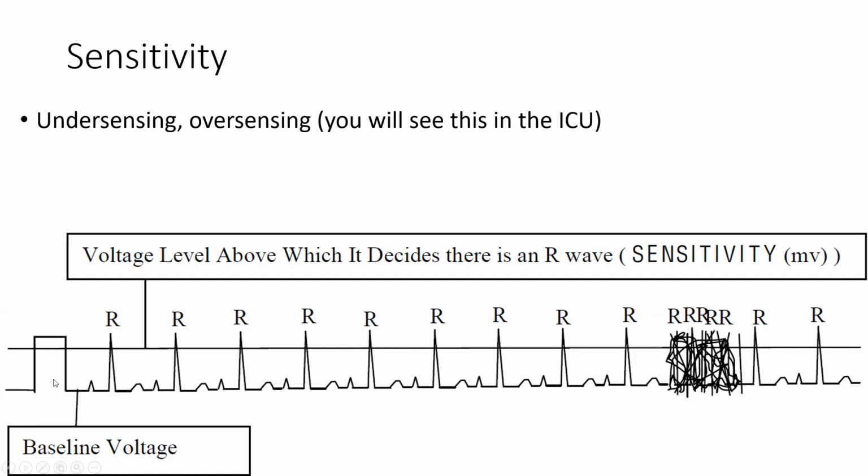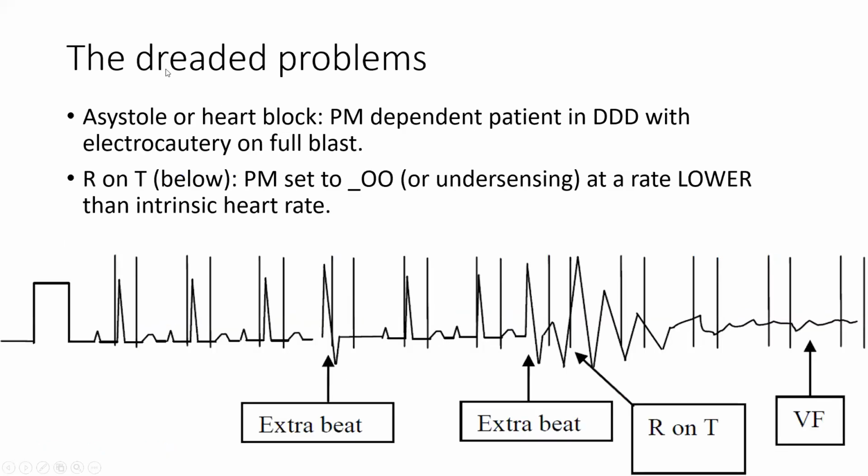If I have it set to a backup rate of 60, if it's seeing 3 beats for every 1 beat, then the patient's heart rate would have to get down to 20 before this thing would start to fire. And that's bad news bears, right? So the dreaded problems are what I just mentioned. You can have asystole or heart block if you have a patient who's pacer dependent. That means without the pacer, they don't have a perfusing rhythm.